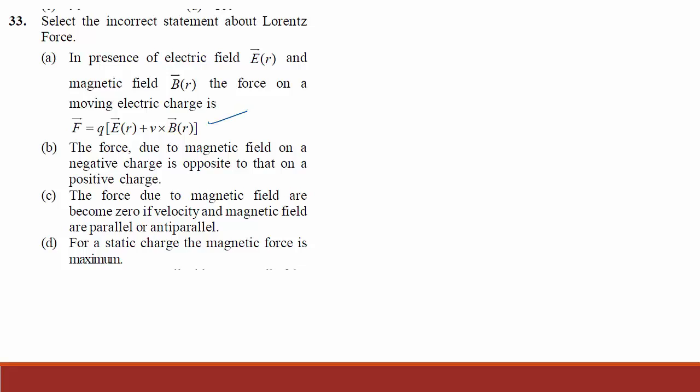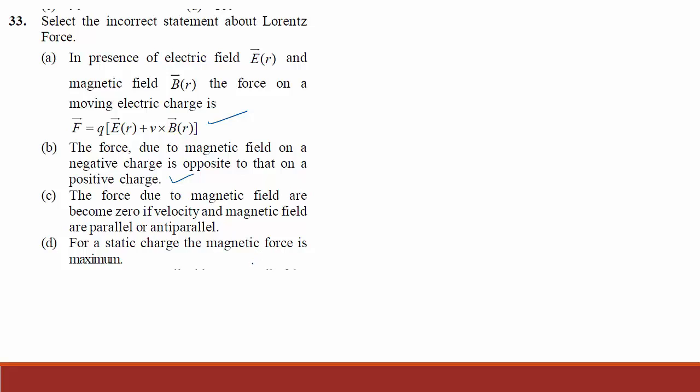Come to the second statement. The force due to magnetic field on a negative charge is opposite to that on a positive charge. It is also right because of their different polarity. Here the force due to magnetic field on a negative charge is opposite to that on a positive charge. This is also right.